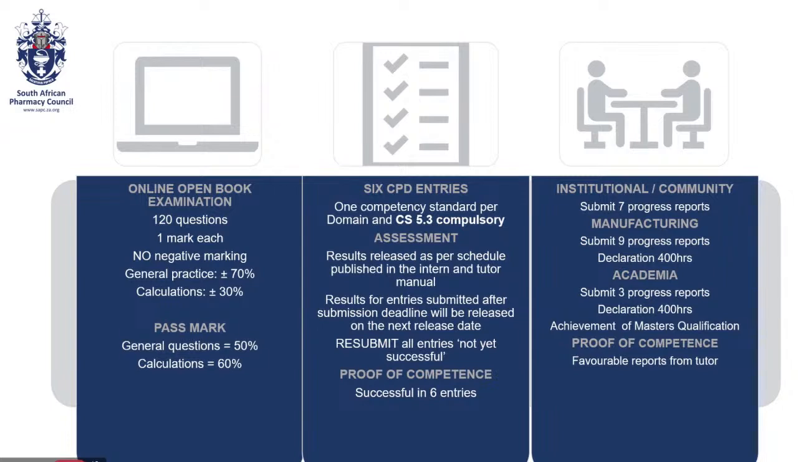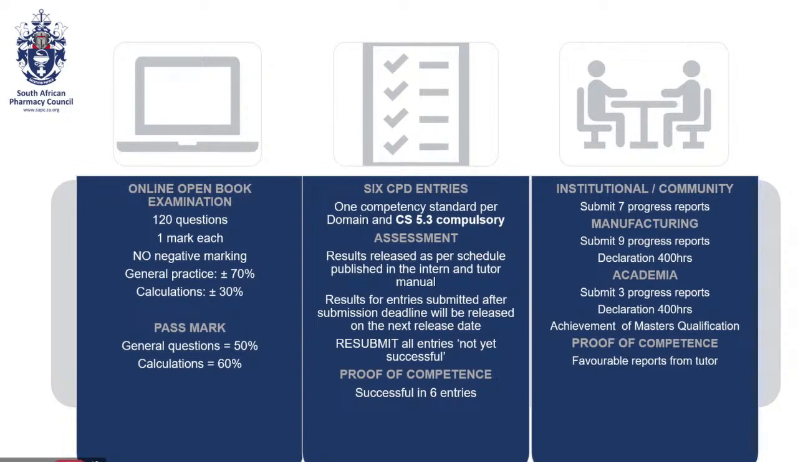And then the submission dates are also provided there when you check on the schedule. So please make sure that you also make sense of what that means. We will look at the schedule as we continue. But at the end of the day, interns are expected to be successful in 6 CPD entries in order for them to meet the CPD requirements. Otherwise, they won't be released for community service.